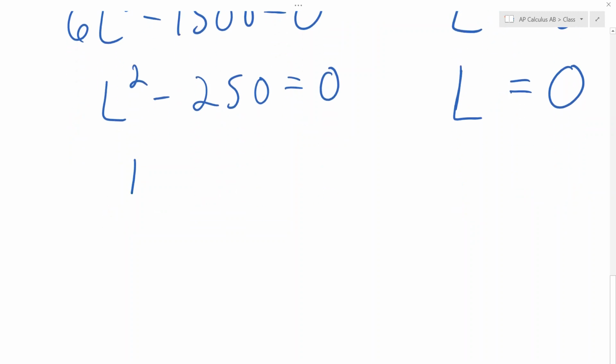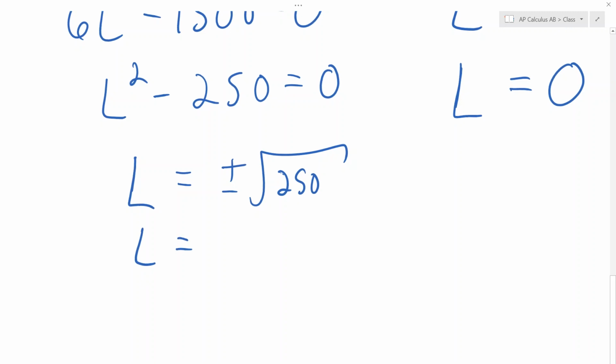Okay, and you can solve that, move the 250 over and take the square root. You get plus or minus the square root of 250, which is really plus or minus, what comes out of there, 5? 5 root 10, okay? Now, because this is a length here, we don't care about that negative length. 5 root 10 is just some number. That's some amount of fence that we could use, okay?